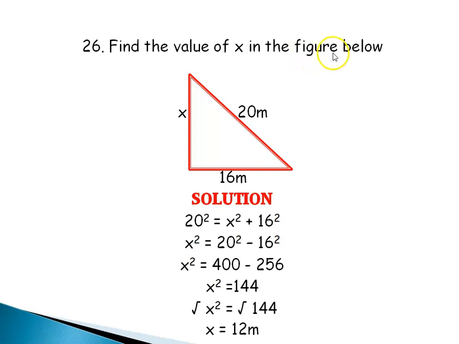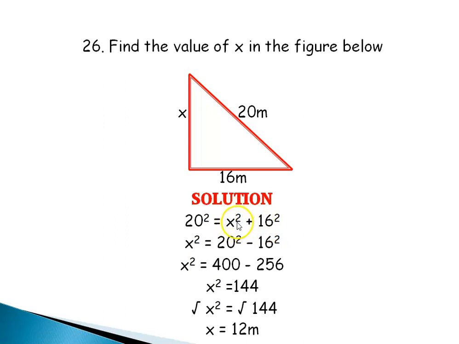Find the value of x in the figure below. This is a right angle triangle. Your hypotenuse is 20, your opposite is x, and your adjacent is 16. So we are going to use the Pythagorean theorem, which says the square of the longest side is equals to the addition of the square of the two other sides. So 20 square is equals to x square plus 16 square. This is what Pythagorean theorem states.